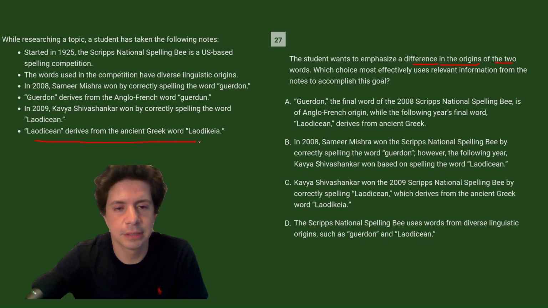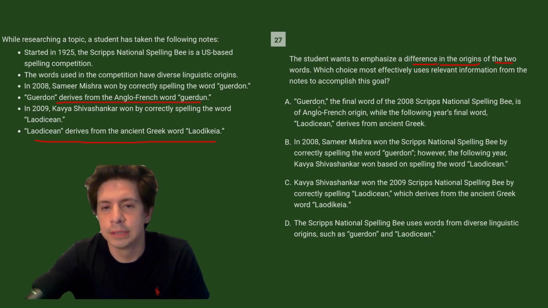Okay, so here it talks about the derivation for the second word. And then here it talks about the derivation for the first word, right? A. The 2008 winning word, guerdon, is an Anglo-French word, while the following year's final word, Laodicean, derives from ancient Greek. That could work, right? Because we want to focus on the difference in the origins. B. In 2008, Samir Mishra won the Scripps National Spelling Bee by correctly spelling the word guerdon. However, the following year, Kavya Shivashankar won based on the spelling of the word Laodicean. No, it gives us nothing about the origins, right?